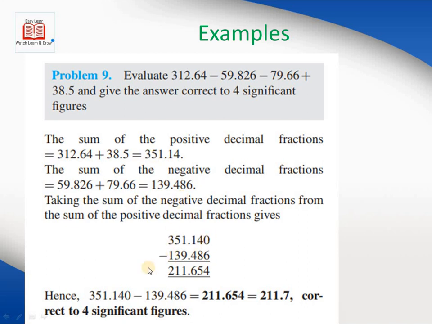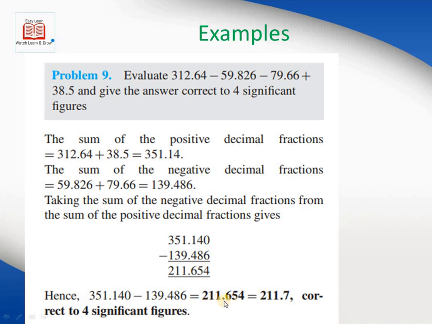This is again a simple case. 0 minus 6 is not possible. Take one borrow from this 4 and it becomes 10 minus 6, which is 4. Again the dot must be maintained in line, just beneath all the dots, to make sure that this is the correct answer. Hence the answer is 211.654, but we need the answer up to 4 significant figures.